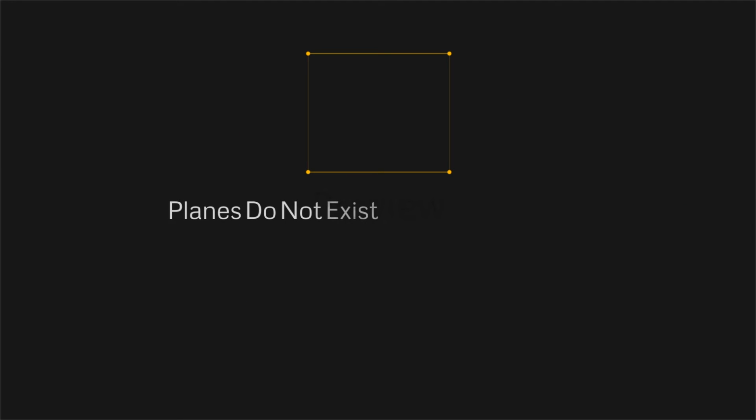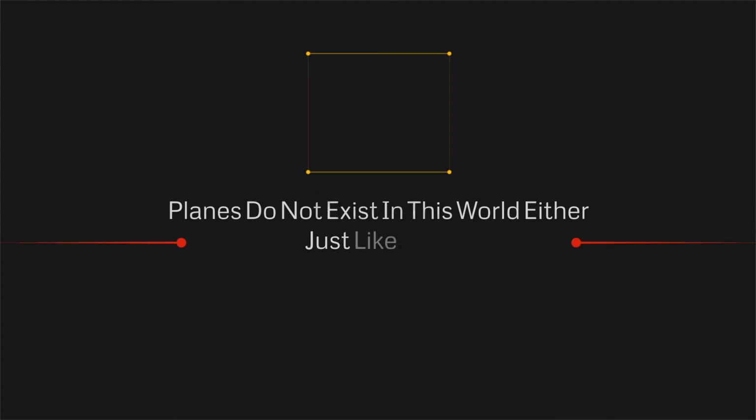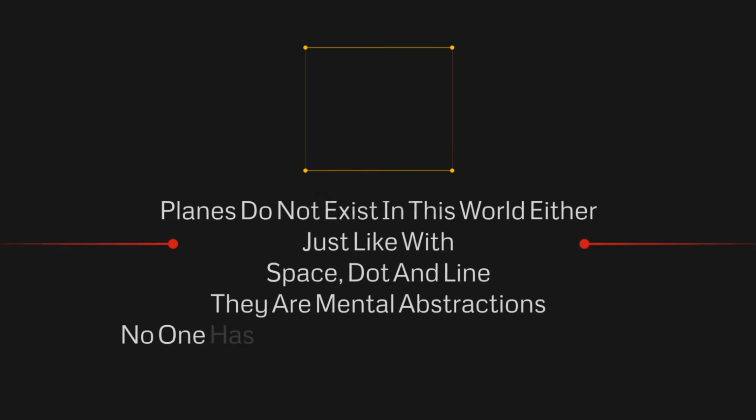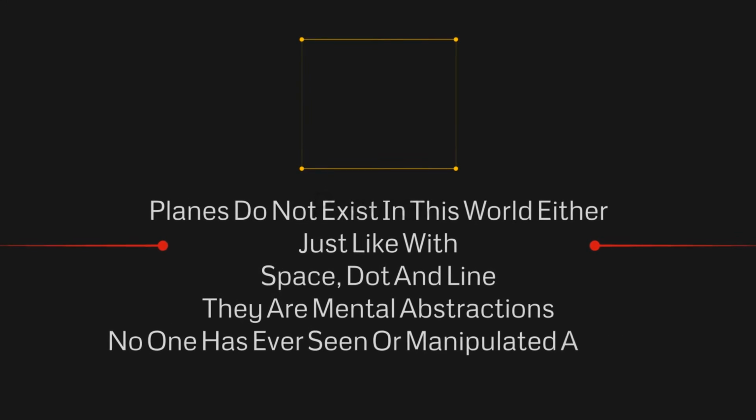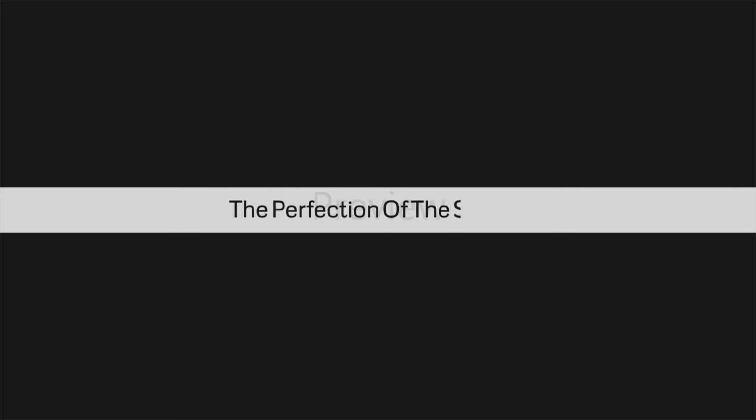Planes do not exist in this world either, just like with space, dot and line. They are mental abstractions. No one has ever seen or manipulated a plane. The perfection of the square.